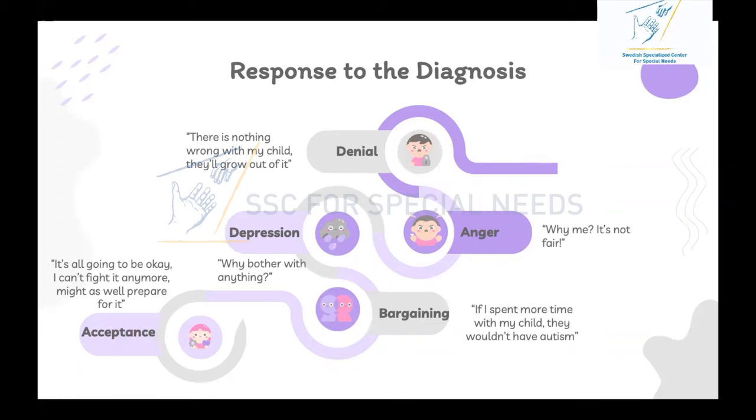Finally, you may also try to bargain your way out of the situation, promising the universe that if your child wakes up with no problems, you will give it your all, or that you'll wake up the next day and you are the one with the ASD. This is a completely normal stage. This is your way of trying to understand what's happening.